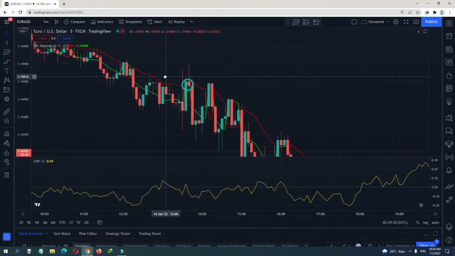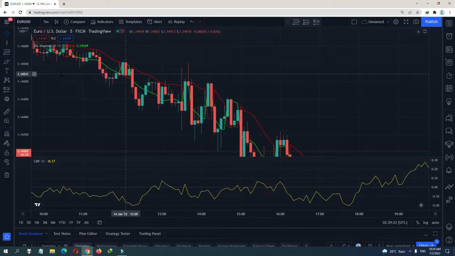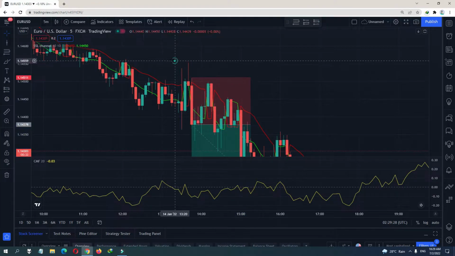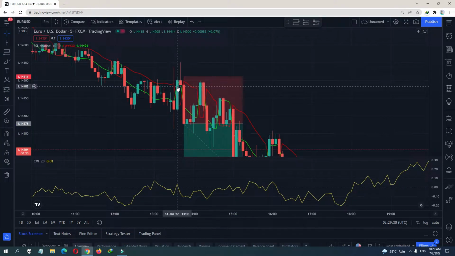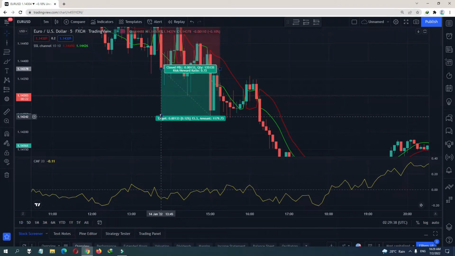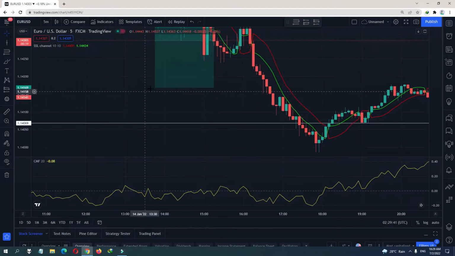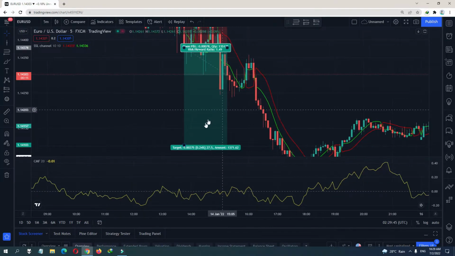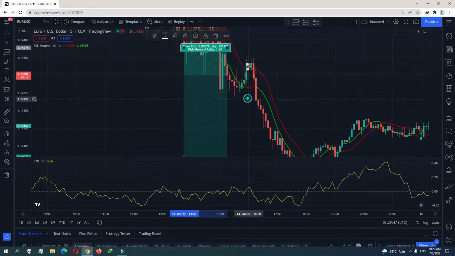Here we have another signal. When is the last time the SSL channel flipped up? It's here. So between here and here, where is the highest point? This is the highest point, so that's our stop loss. You can target 1 to 2.